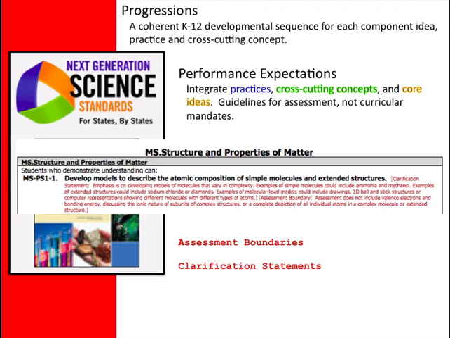So the performance expectations also include both assessment boundaries, which give you ideas of what is included in the performance expectation and the types of things that are not. So in this case, at this middle school level, you don't include assessing students on valence electrons and bonding energies and those types of things. The other statements that are in red are called clarification statements. So those kind of clarify what is intended by that performance expectation.